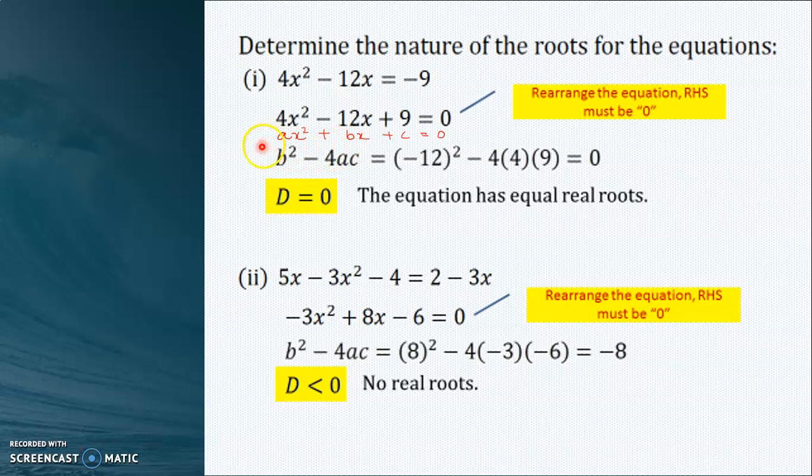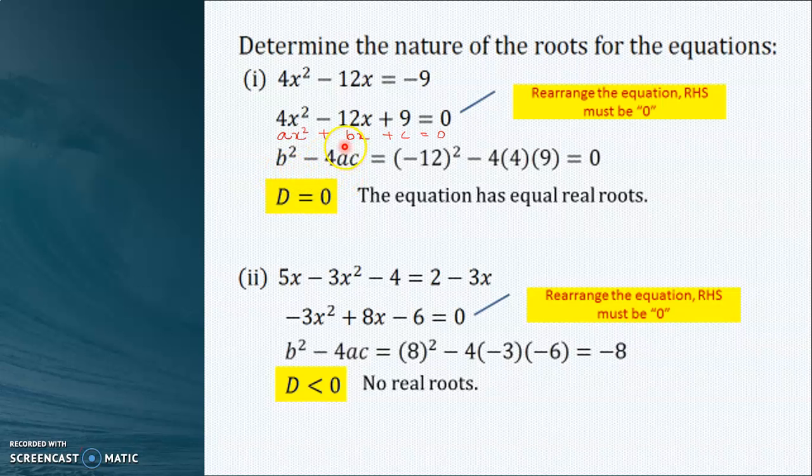By this time, students, you should be very sure about the standard form of a quadratic equation. Though I have written it, next time I will not write it. This should be very clear in your mind: ax² + bx + c = 0 is the standard form of a quadratic equation. Now compare this with the equation 4x² - 12x + 9 = 0. Why? We need to compare so that we will get the value of the discriminant, b² - 4ac.